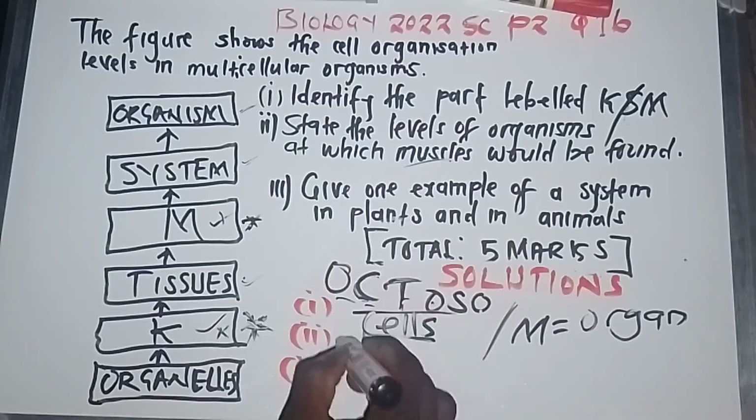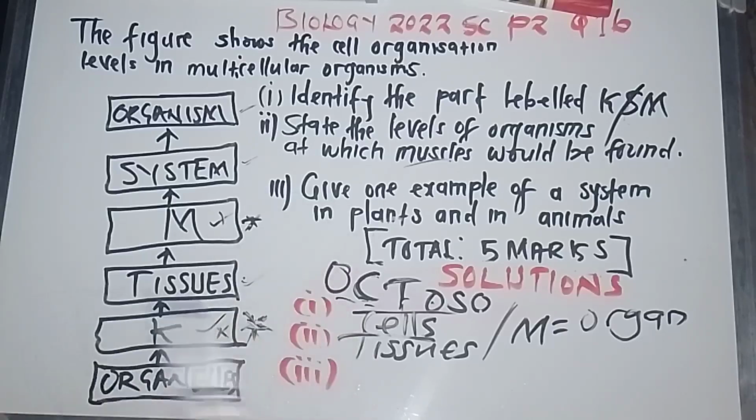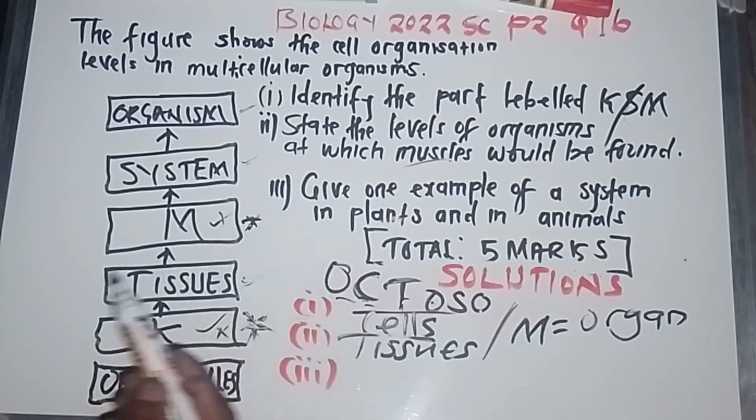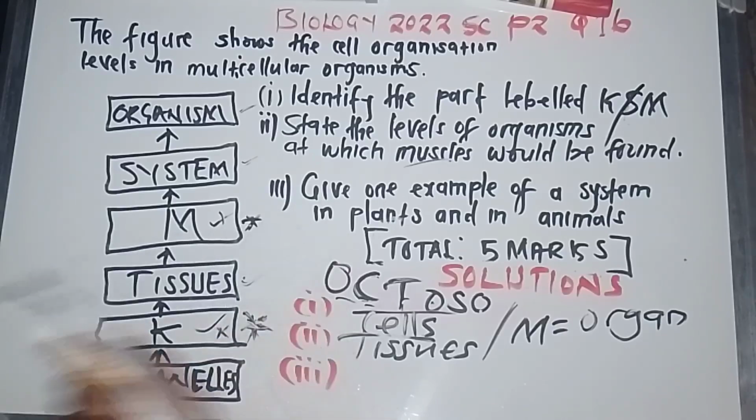Okay, so on question 2, according to the question, we are saying that muscles are found in what? According to the question, we have been told to state the level of organization at which muscles are found. Muscles are found at this level, which is tissues.